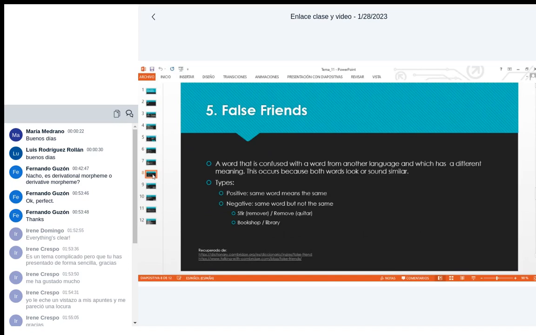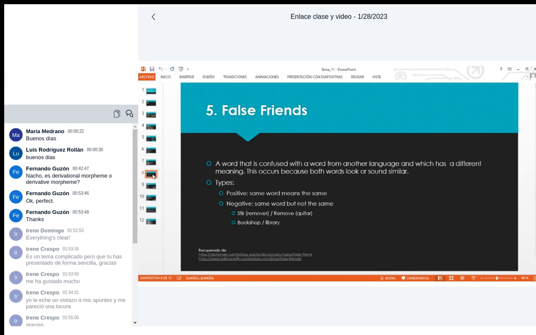Now we have positive false friends, which are not really called false friends, which refers to words that are actually the same thing in the mother tongue and the target language. For example, similar would be similar in Spanish, the same thing. That would not be a false friend because there is a match between the two languages.